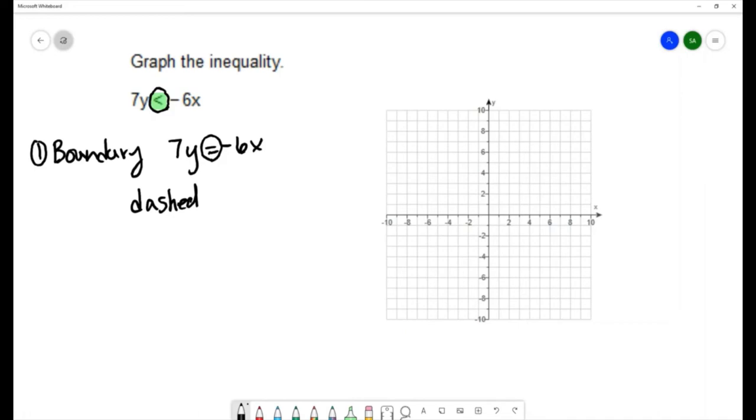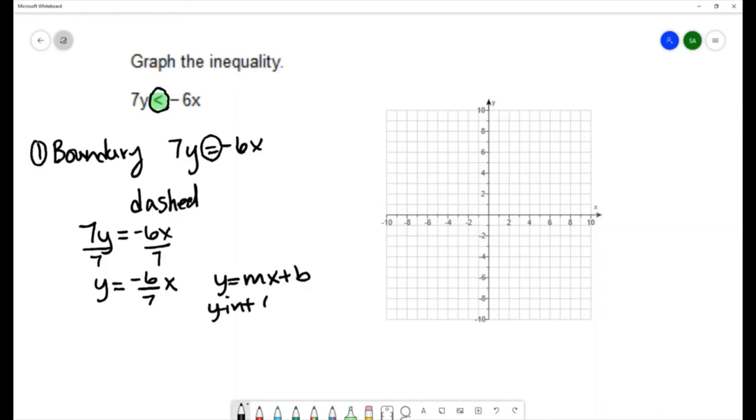So then we're going to take our boundary, 7y equals negative 6x, and we need to graph this line. We're going to divide both sides by 7 to write this in slope-intercept form. So we now have y equals negative 6 over 7x. And this is in slope-intercept form, which is y equals mx plus b. And we can see that we have a y-intercept of 0, 0, and a slope of negative 6 over 7.